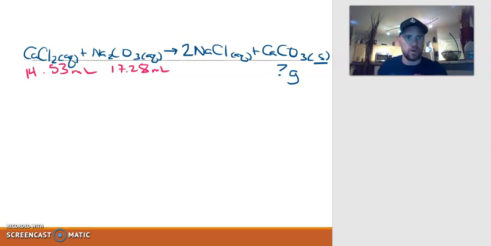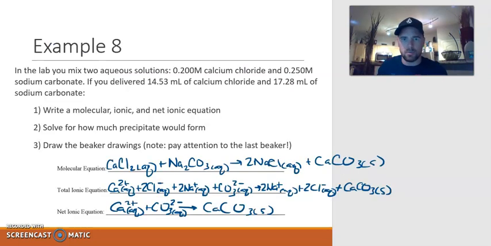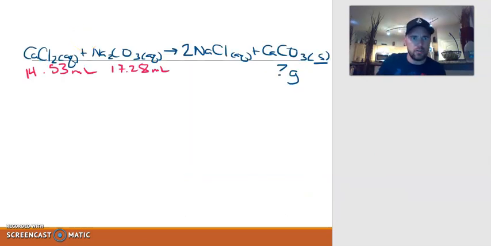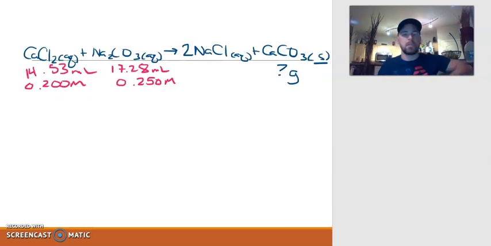One thing I forgot to bring over, and I'm going to do that now, is we do need to know the molarities. We need to know the concentrations of those aqueous solutions. So the first one is 0.200 molar, and then the second one is 0.250 molar. I'm going to make sure I wrote those down correctly. Yes, I did. Okay, so from this quantity of reactant, I need to figure out how much solid can be created. And then from this quantity of reactant, how much solid can be created. So that's what we have to do to figure out what the limiting reactant is.